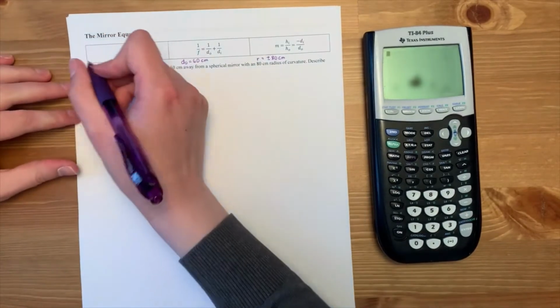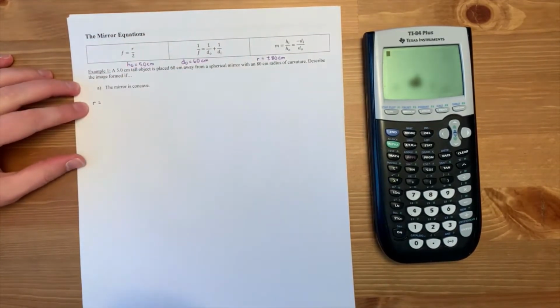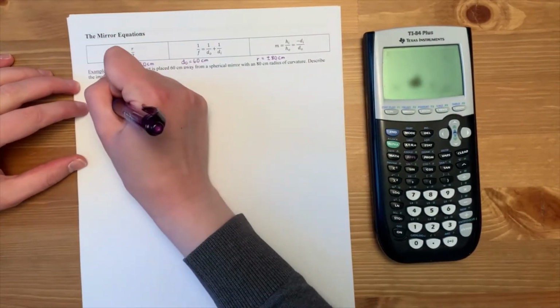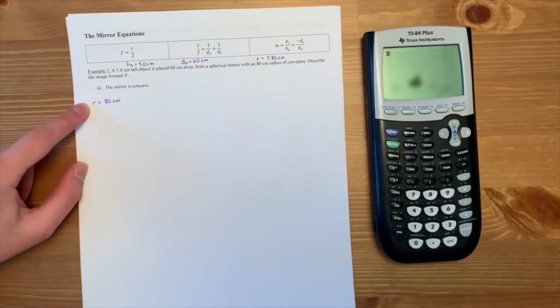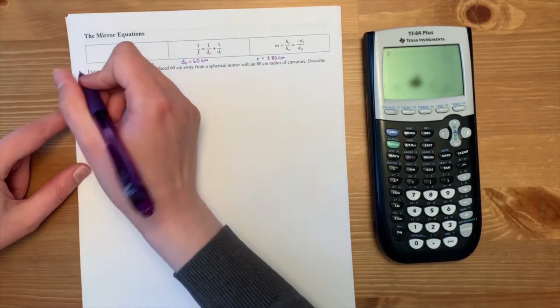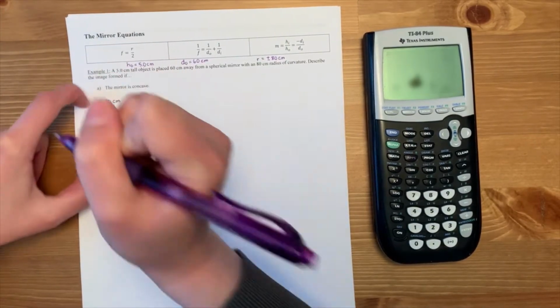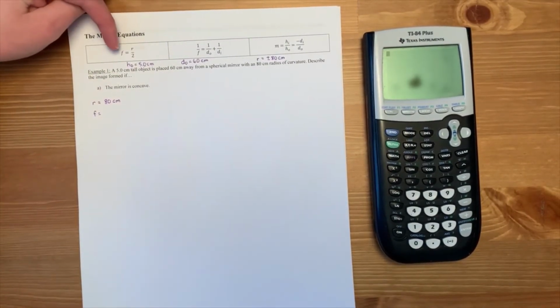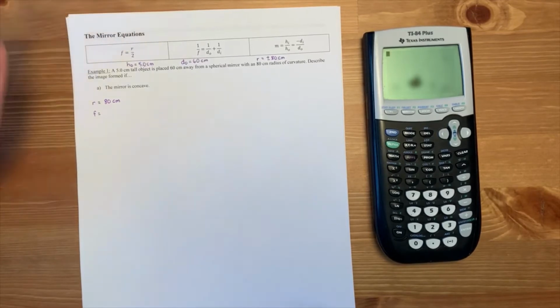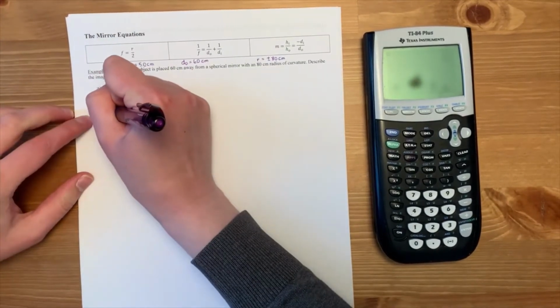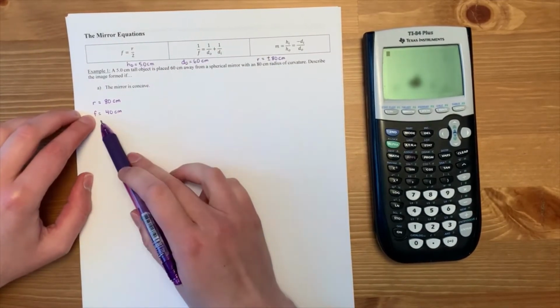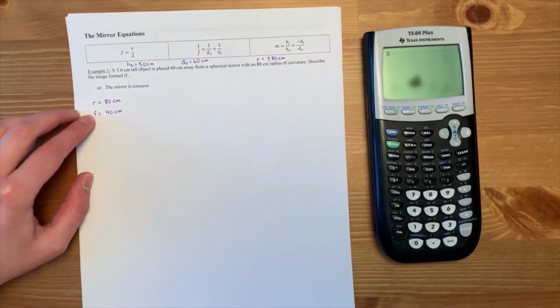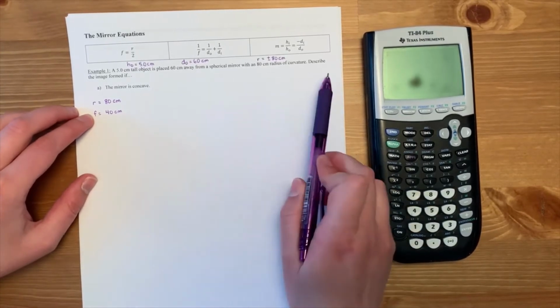So we need to have memorized that for a concave mirror, the radius of curvature is positive. So this is going to be positive 80. And we never really use the radius of curvature in our math, so we're going to turn this into a focal length. And we see right here that the focal length is half of the radius of curvature. So the focal length here is going to be positive 40, because for a concave mirror the focal length is always positive.